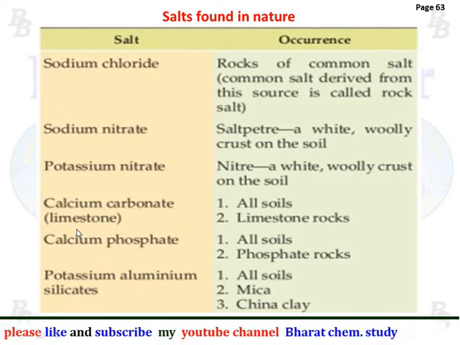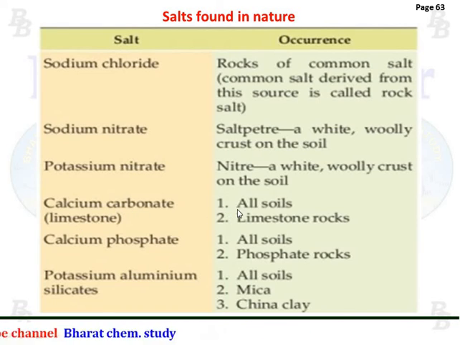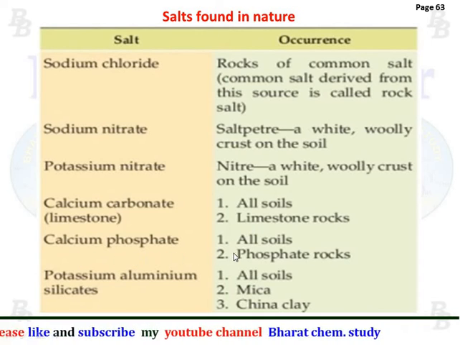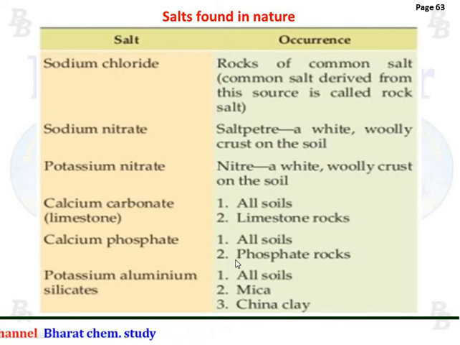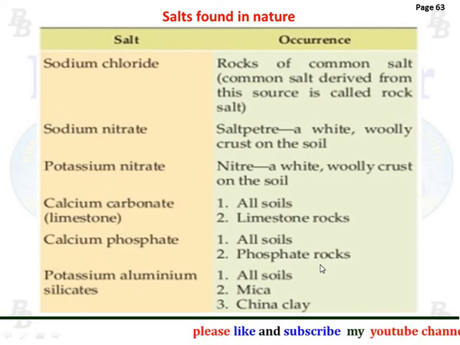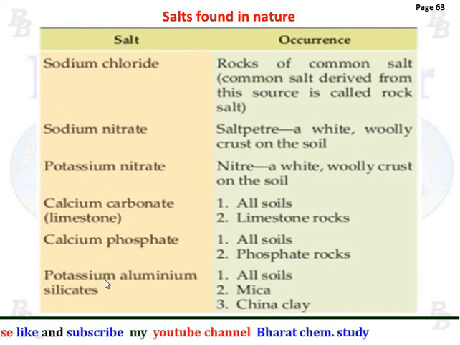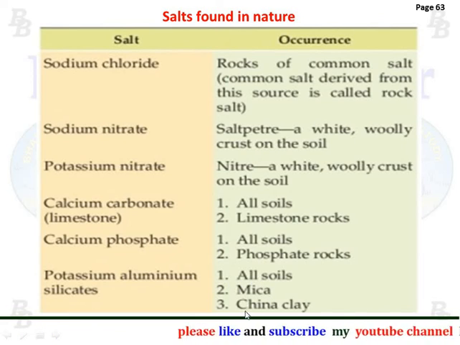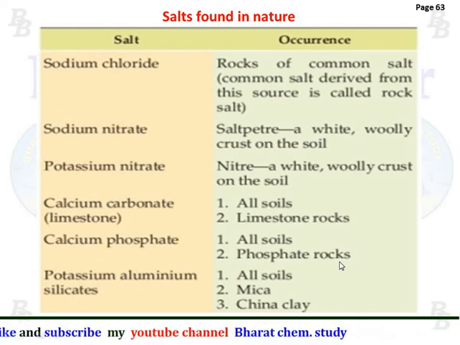Calcium carbonate, limestone. It is present in all soils and limestone rocks. Calcium phosphate is also present in all types of soil and is also obtained from phosphate rocks, which contain a large amount of phosphate. Potassium aluminium silicate is also present in all types of soil, in mica, and also in china clay, which is used for making china dishes.